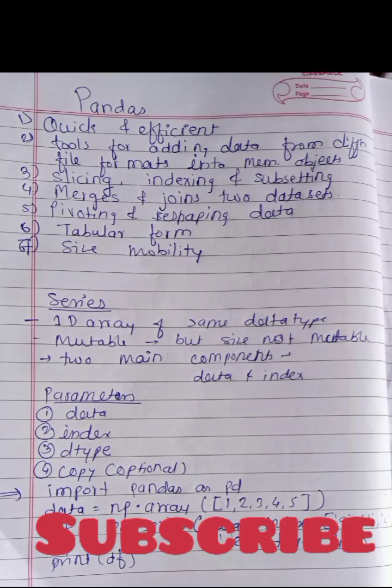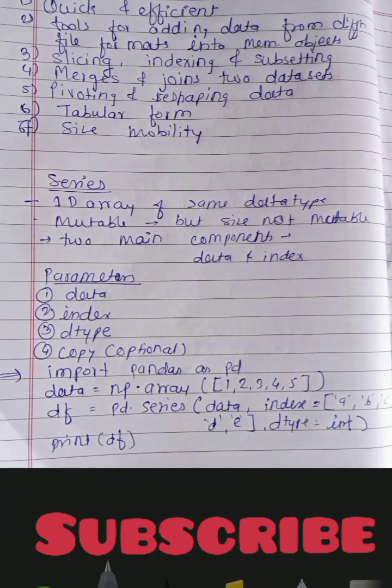In this video, we'll be seeing pandas in Python. So what are the features of pandas? We'll see first. Okay, so the first feature is quick and efficient. It provides some data tools with the help of which we can access and process the data quickly and more efficiently. Then next is tools for adding data from different file formats into memory objects.